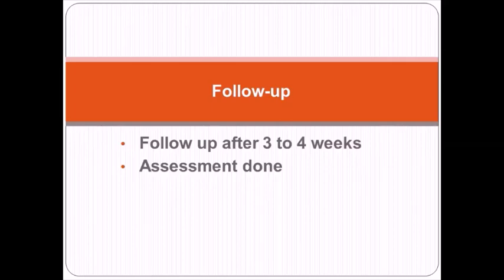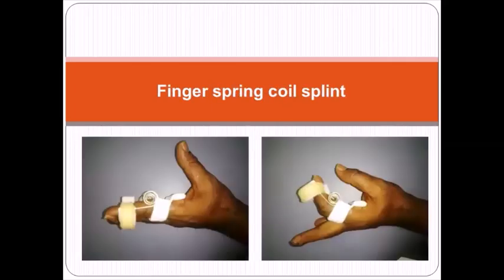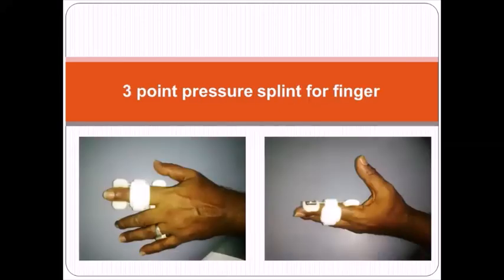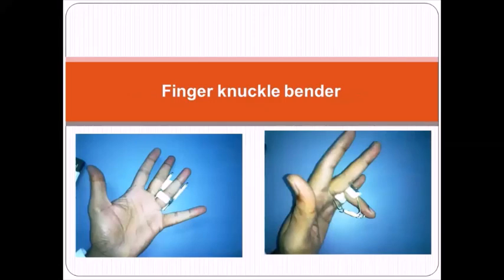That is the reason I call my patient every week for follow-up. And these are certain splints which we use in post-operative complications. If there is a flexion contracture at PIP, then such a type of splint is used. This is a 3-point pressure splint. This is also a finger knuckle bender splint, which we use in our department.